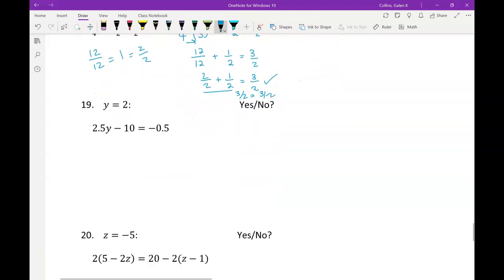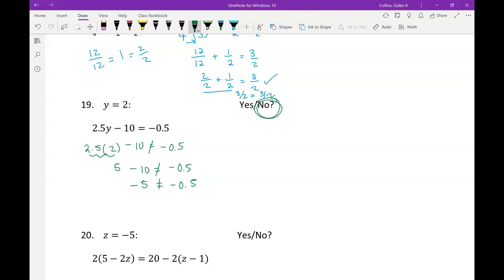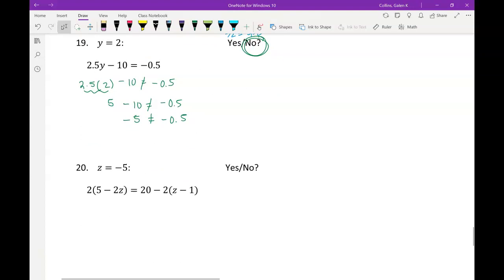All right, number 19, y equals 2. I'm going to substitute that for y. So 2.5 times 2 minus 10. We're going to see if that's equal to negative 5/10 or negative 0.5. Well, 2.5 times 2 is 5. And 5 minus 10 is negative 5. So that is not equal to negative 0.5. So to show that, we could just use the not equal to symbol, and the answer is no. y equals 2 is not a solution.